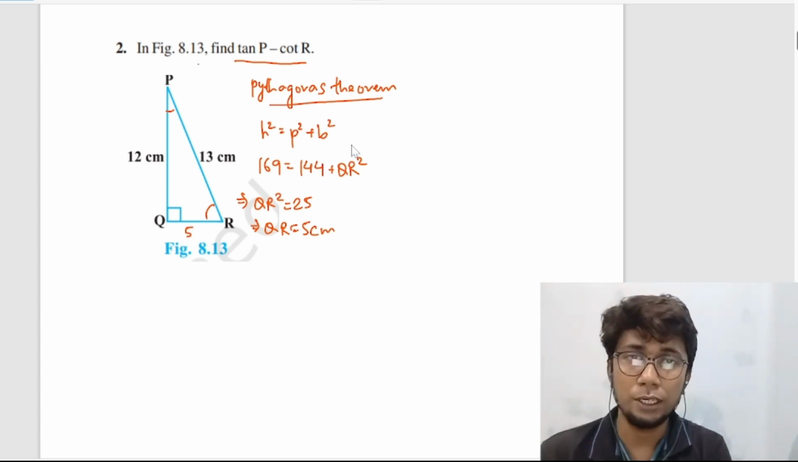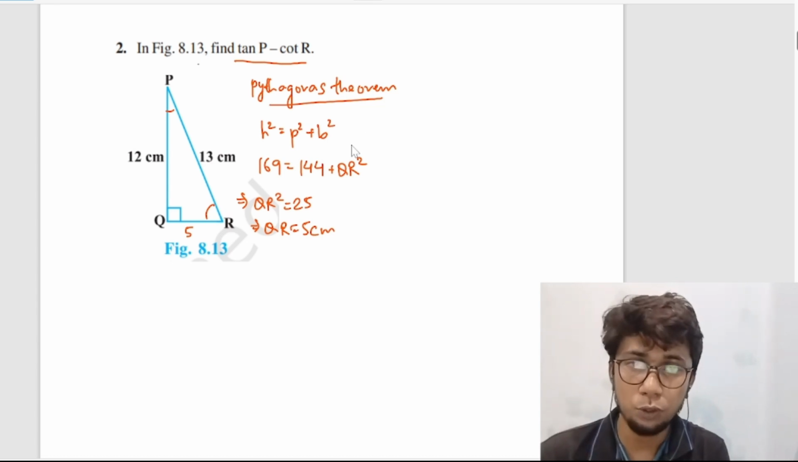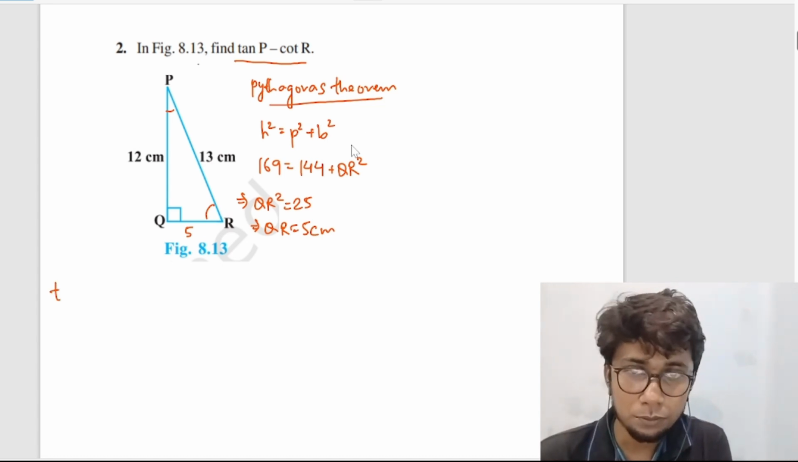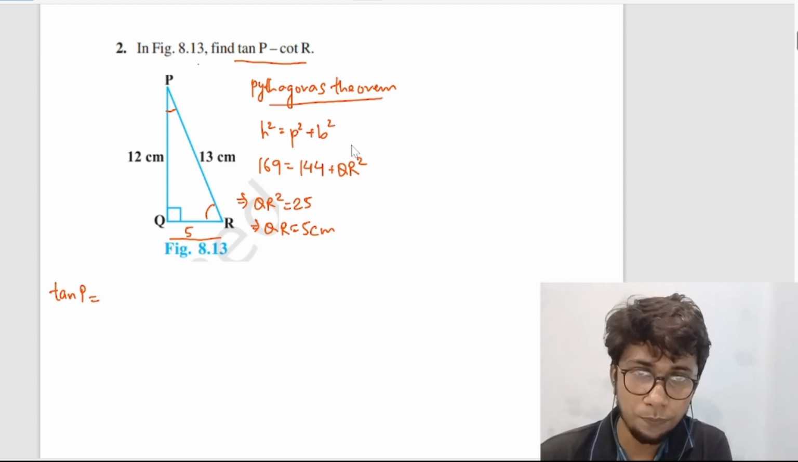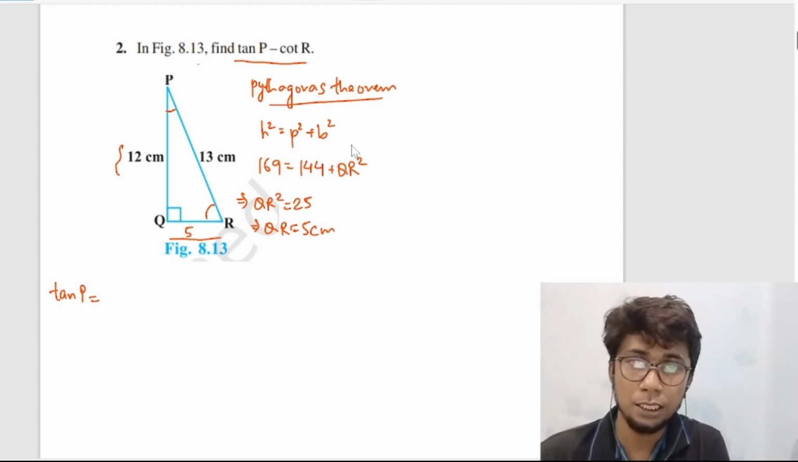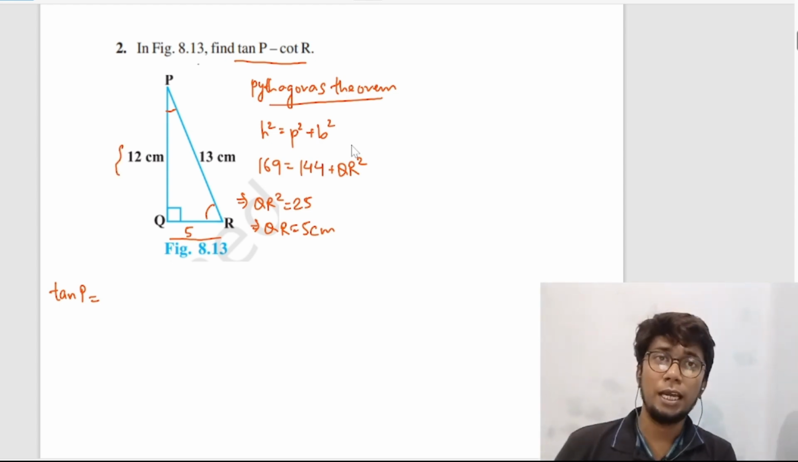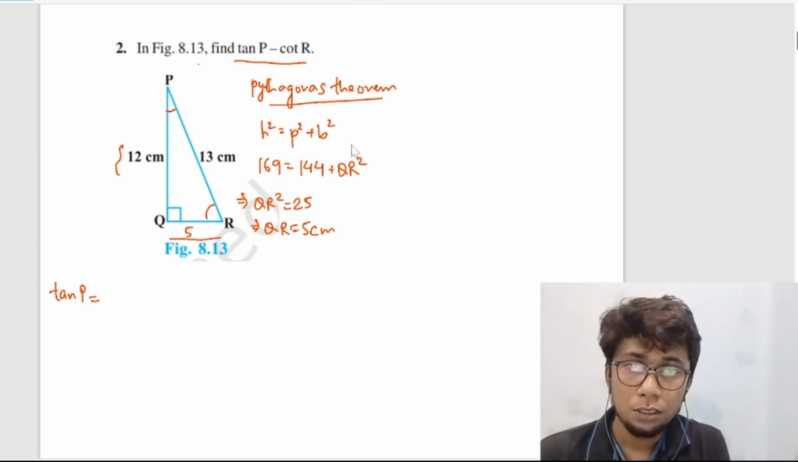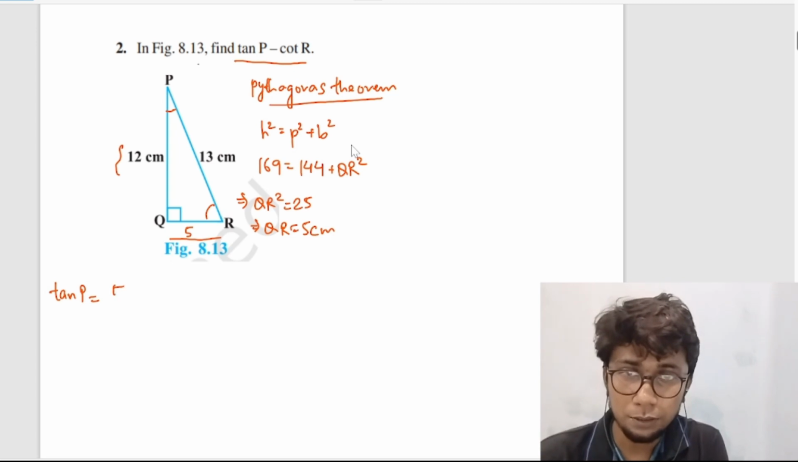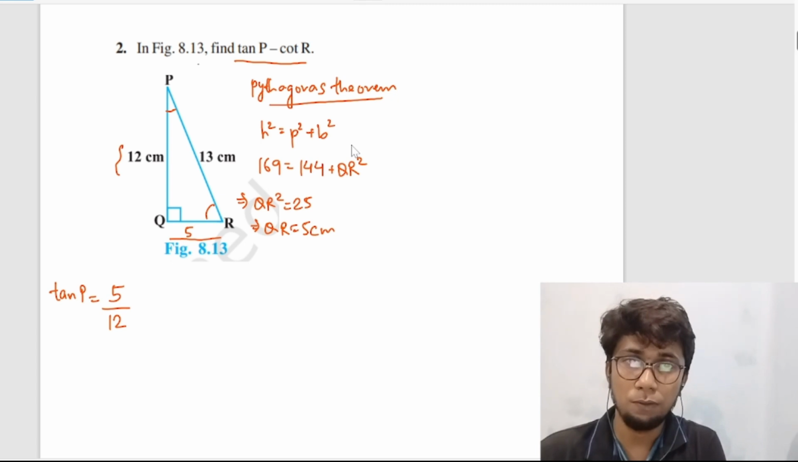Now if we have to find tan P, how are we going to do it? We will consider angle P, and for this angle the perpendicular will be this and base will be this, right? And what is tan? Tan is always perpendicular upon base, that is P by B. So what will be tan P? Perpendicular, that is 5 upon base, that is 12. This is 5 upon 12.